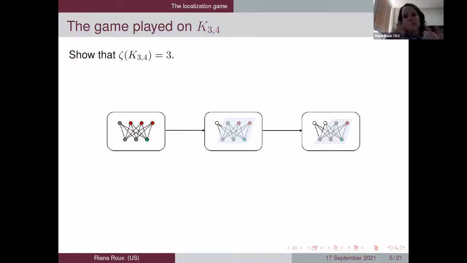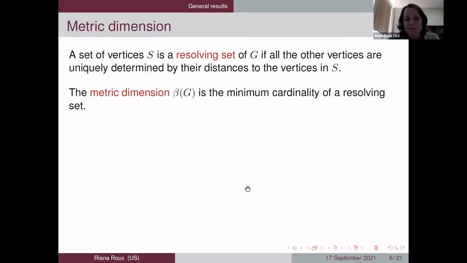So now to go from here, from the game, and we know how it's played, we want to start thinking about bounds on this parameter. So what kind of values can this parameter have? So a nice upper bound, lower bound, and so forth. To find a very natural upper bound, we have to look at another parameter of a graph, which is called the metric dimension of a graph.